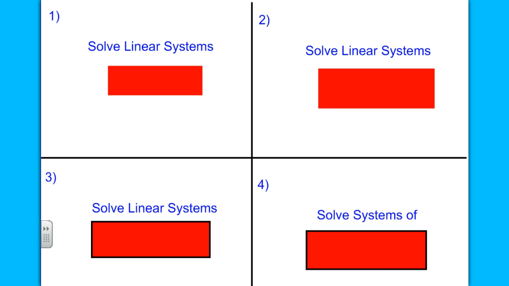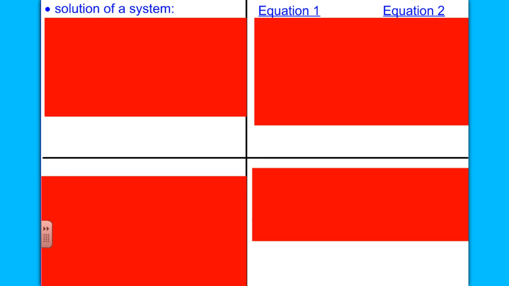So we had 4 sections in Chapter 7. You can see the first 3 were solving linear systems. So what was the first way we solved a linear system? By graphing. Good job, by graphing. If we're going to solve a system by graphing, we need to know what is a solution of a linear equation.